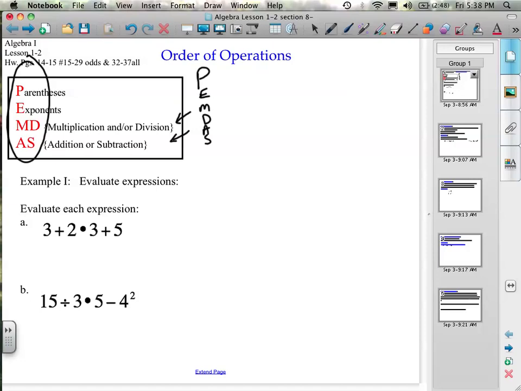So in the first situation, situation A, we need to think about the order of operations as simply just steps. What do we look for first? Well, are there any parentheses? No. So we look for exponents. There's no exponents. Is there multiplication? Yes, there is. Between the 2 and the 3, there's multiplication. So we need to multiply that first. So 2 times 3 is 6.